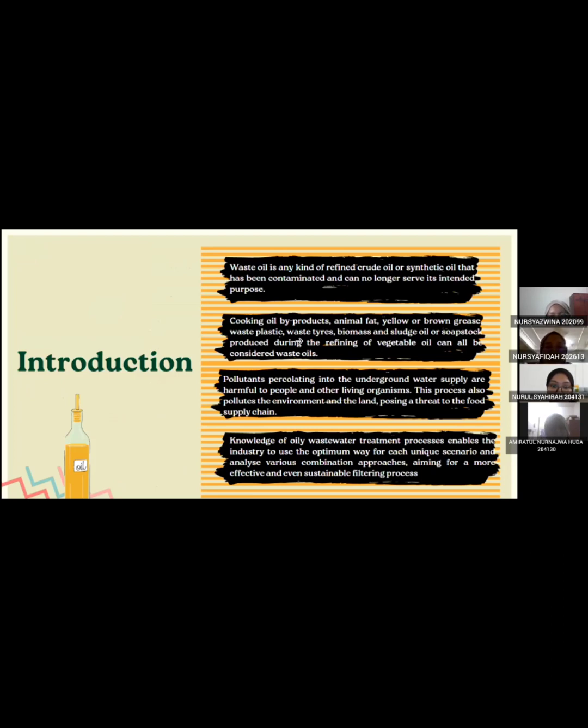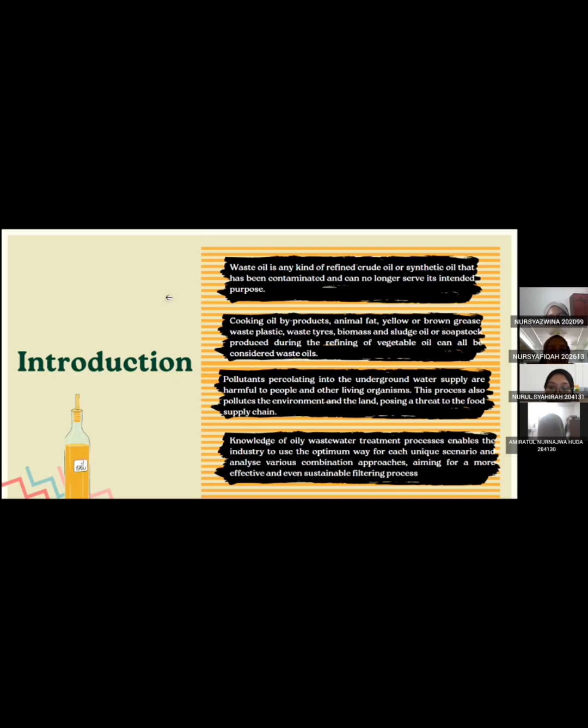So the first one is introduction. So waste oil is any kind of refined crude oil or synthetic oil that has been contaminated and can no longer serve its intended purpose. Cooking oil byproduct, animal fat, yellow or brown grease, waste plastic, waste tire, biomass, and slush oil or soft stock produced during the refining of vegetable oil can all be considered waste oil.